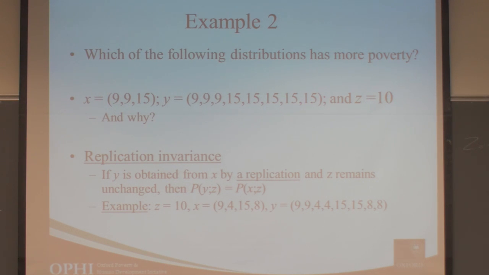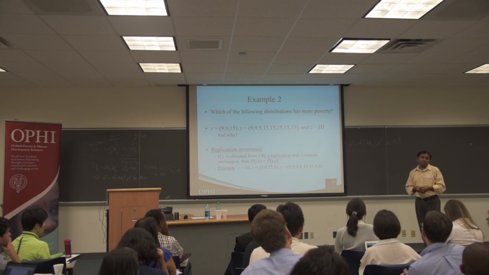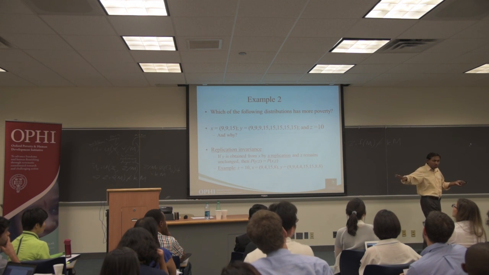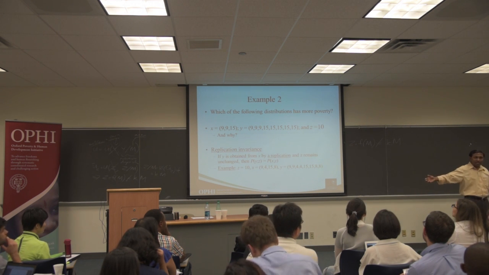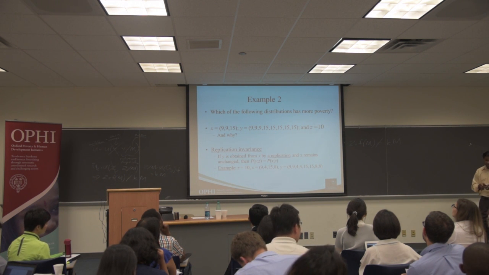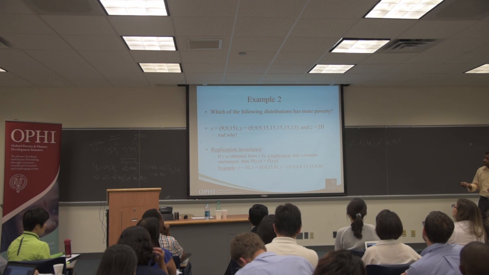That means if you have this particular distribution 9, 4, 15 and 8, and you create another society where each of these incomes has been replicated twice, this replication should not alter the level of poverty. You see, you could go either direction. You could say this society has more, this society has less, but this is an independent position.